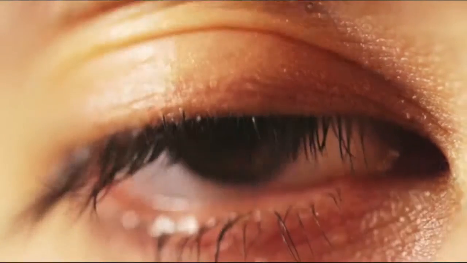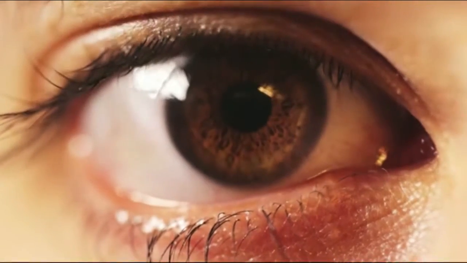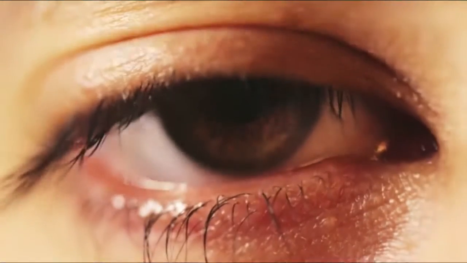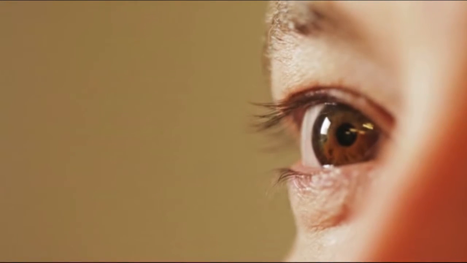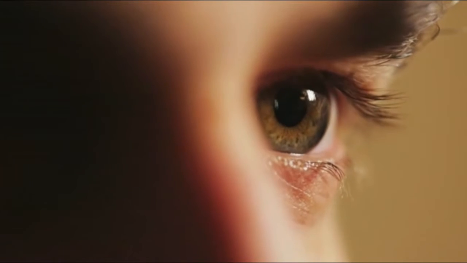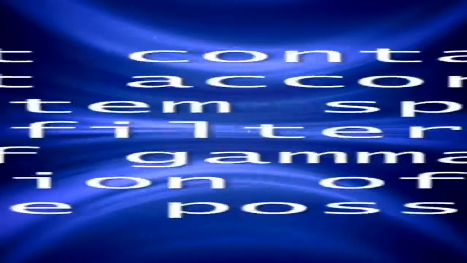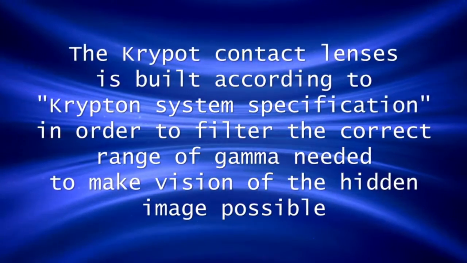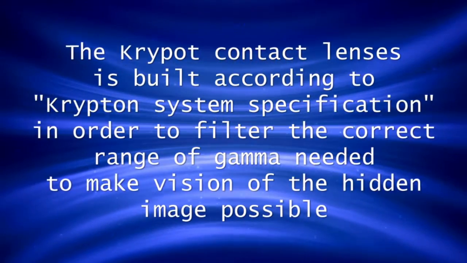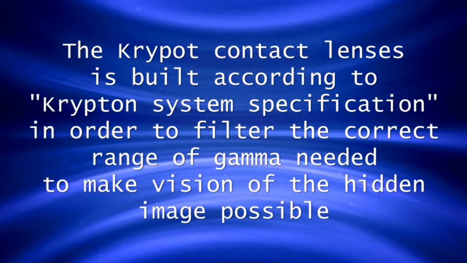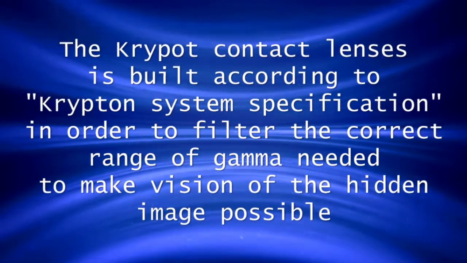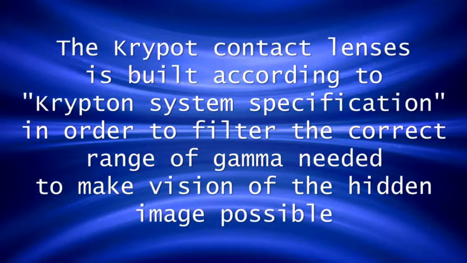Krypton contact lenses are better than current night vision devices because they are not nearly as bulky. They don't require cooling equipment, so that the heat detectors won't get confused by the heat radiation that they themselves emit. And they can do the same thing by using only a few layers of the atom-thick material. The Krypton contact lens is built according to Krypton system specification in order to filter the correct range of gamma needed to make vision of the hidden image possible.